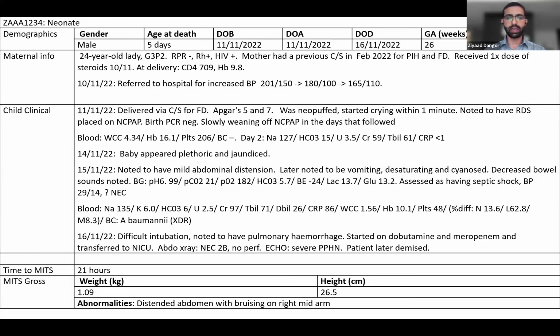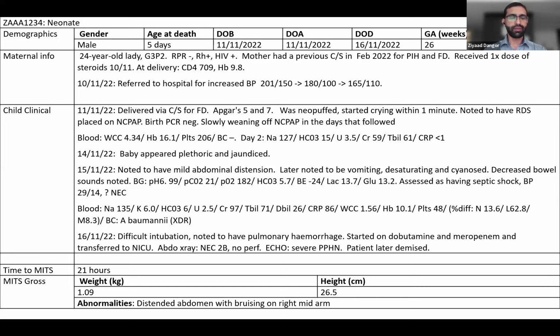Bloods done then showed a CRP up to 86, a white cell count of 1, platelets of 48, and the blood culture 2 days later came back as A. baumannii XDR. The baby was a difficult intubation, had pulmonary hemorrhage, inotropic support, went to ICU, the X-ray looked like NEC 2B, echo showed PPHN, and later the baby demised.